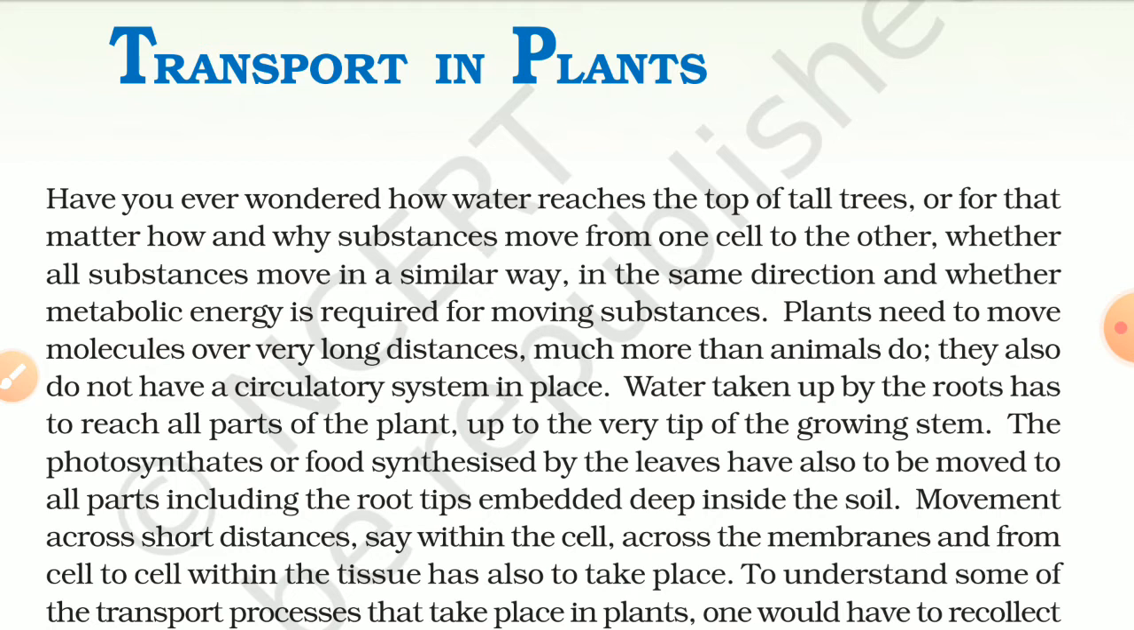They also do not have a circulatory system in place. Water taken up by the roots has to reach all parts of the plant, up to the very tip of a growing stem. The photosynthates, or food synthesized by the leaves, also have to be moved to all parts, including the root tip embedded deep inside the soil.